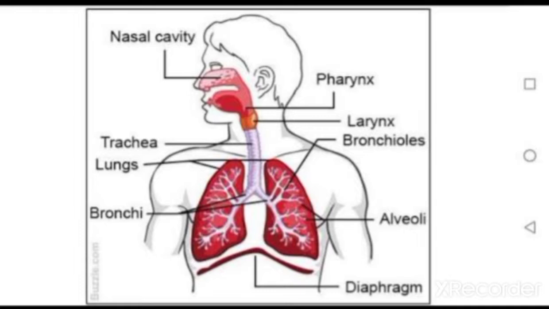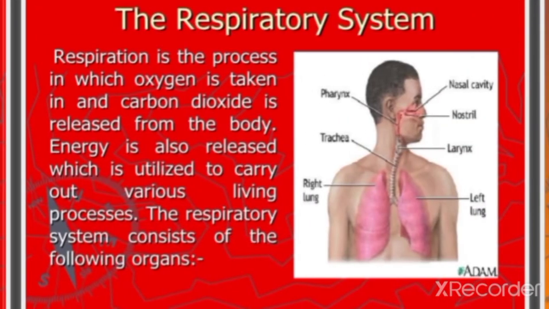Okay, so this is all about the passage or the flow chart that shows how air travels. First it goes from the nose to the pharynx, then from pharynx to larynx, from larynx to trachea, trachea to bronchi, and then bronchi are further divided into smaller branches, that is bronchioles. From bronchioles it reaches the air sacs, that is alveolar sac, from alveolar sac to alveoli. Okay, so this is about your respiratory system.